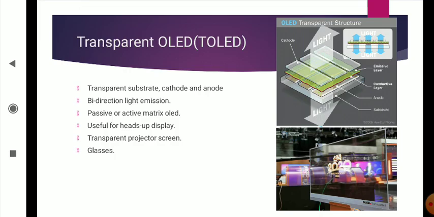Next we have transparent OLED. Transparent OLED consists of a transparent substrate, cathode and anode. Bidirectional emission of light takes place, and it is just like passive or active matrix OLED, which means pixels need to be turned on or off depending upon the external circuitry. Now, a transparent projector screen is an example of this display.